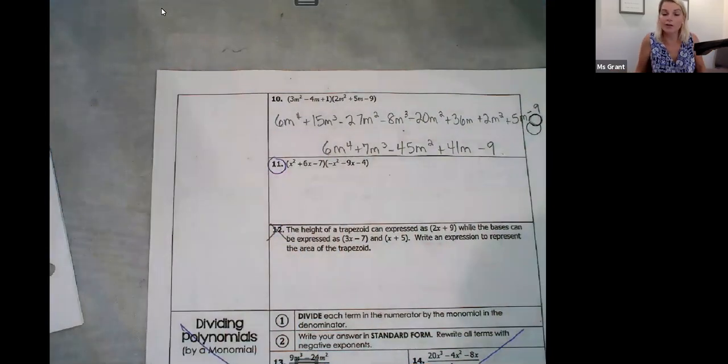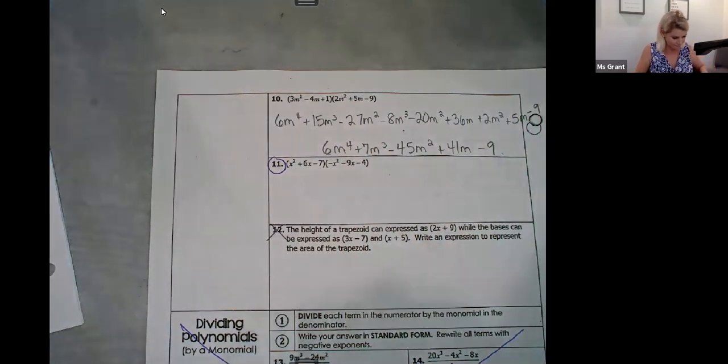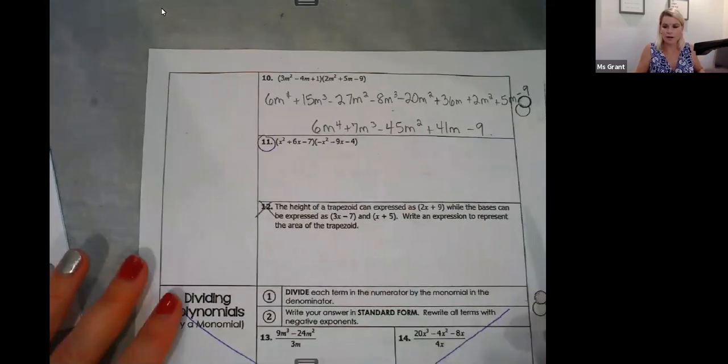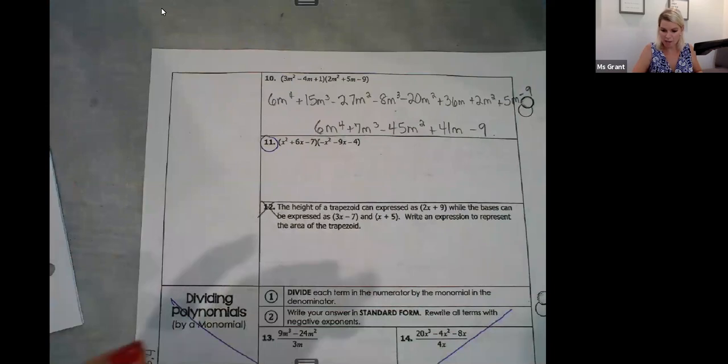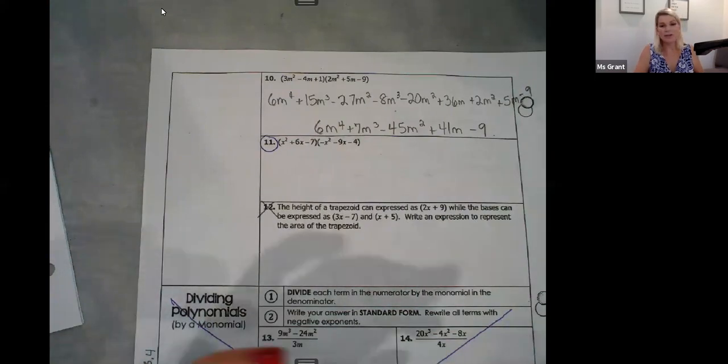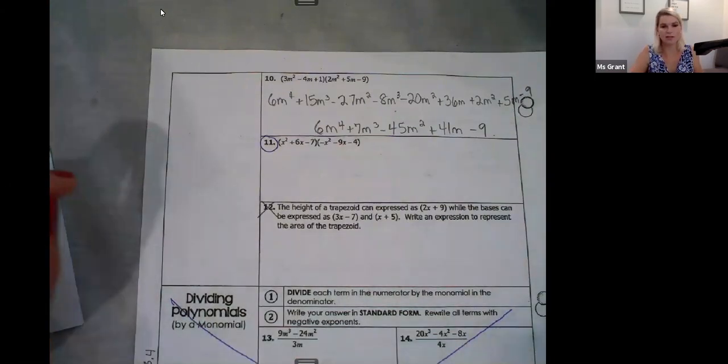And you can do 11 on your own, okay? All right, you guys, excellent job. This was all review, adding, subtracting, multiplying polynomials.